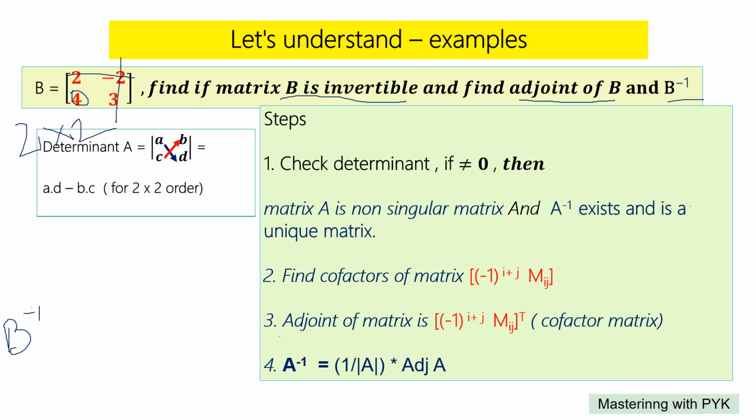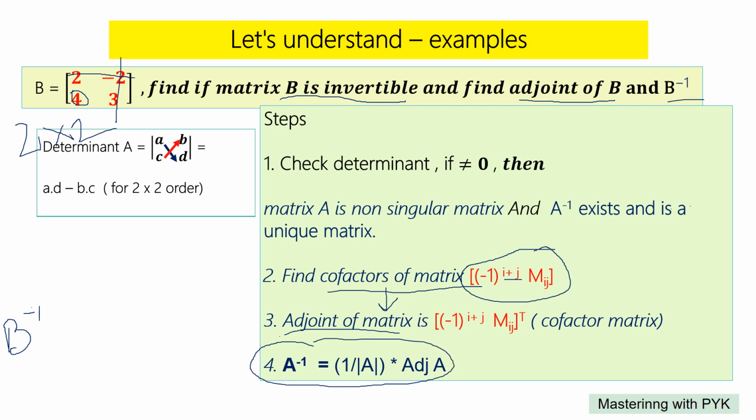We have to find then the cofactors of the matrix, which is given by minus 1 raised to the power ij multiplied by the minors. Adjoint of the matrix is nothing but the transpose of the cofactor of the matrix. A inverse is obtained by 1 upon determinant of the matrix multiplied by the adjoint matrix, right? So these 4 steps you have to remember to find the A inverse.